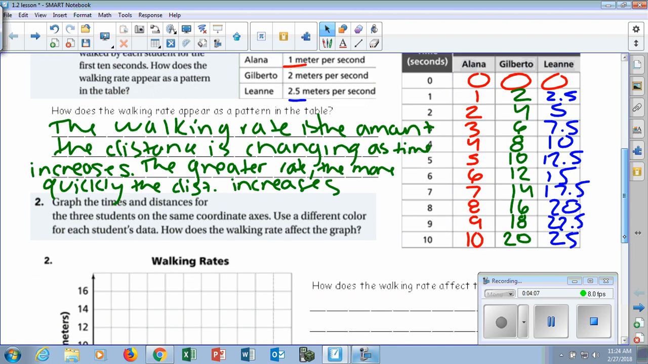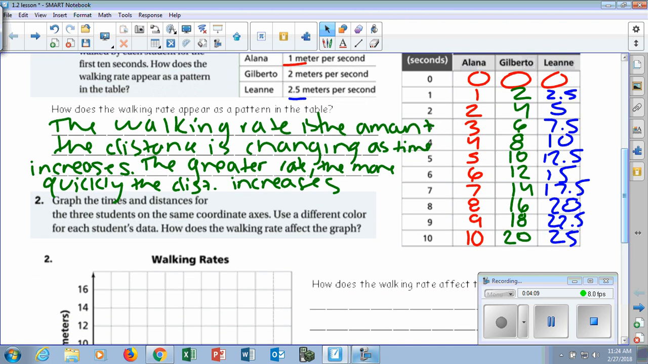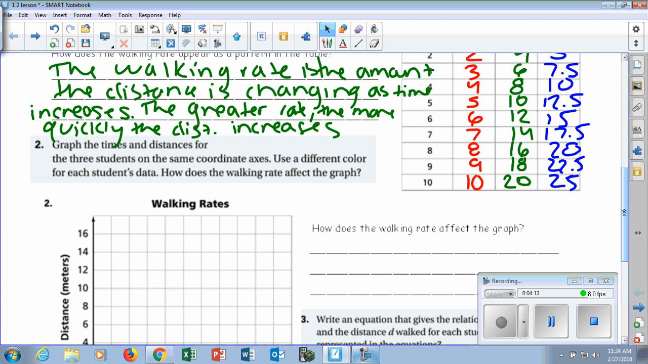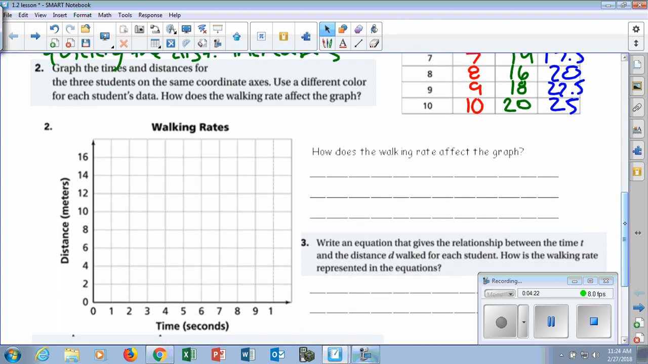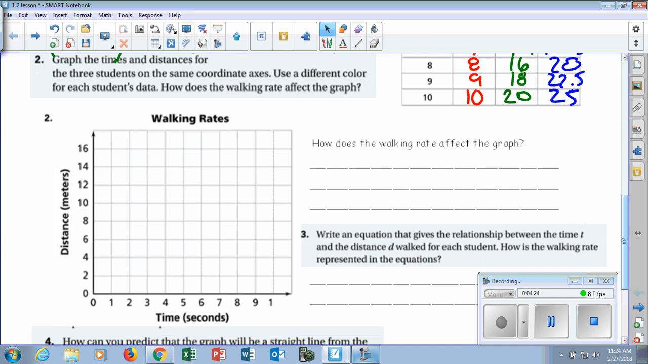So as we go on to 2, it says graph the distance and times for the 3 students on the coordinates. Well, I would use a black pen, a blue pen, and maybe a pencil, or if you have color pencils or markers. If you don't have anything available, maybe borrow from someone. If not, we can just label it as we go. So I'm going to use red for Elena, and I'm going to look at my table that I just created above, and I'm going to plot my points so that I can create a line.